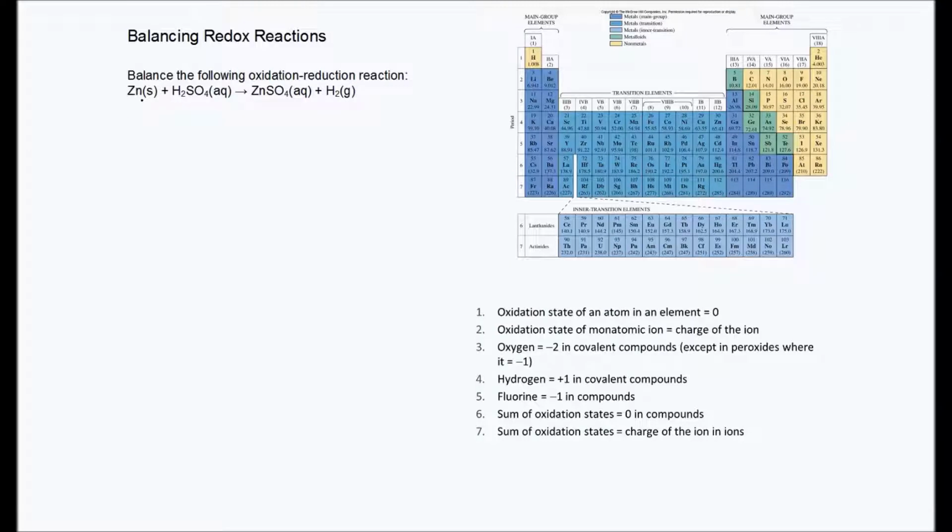Balance the following oxidation-reduction reaction. Zinc solid plus sulfuric acid makes zinc sulfate and hydrogen gas. We always start these pretty much the same way. We go through and we figure out and assign oxidation states.